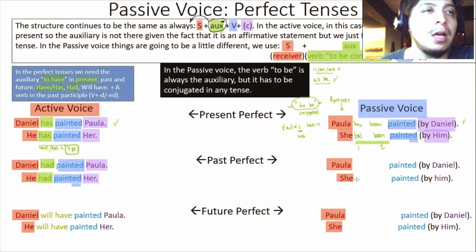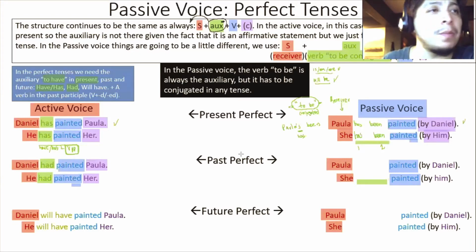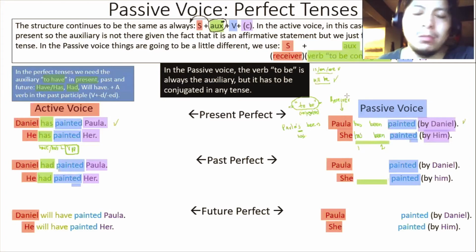Then we need an auxiliary. We don't really know what it is yet. We're gonna check that. Then we need the verb, and the verb in the passive voice is always in the participle. So there is no difference. The active voice, the perfect forms, they always use the participle. The passive voice, it always uses the participle. This is never going to change. And then finally, and optionally, we can add the doer of the action.